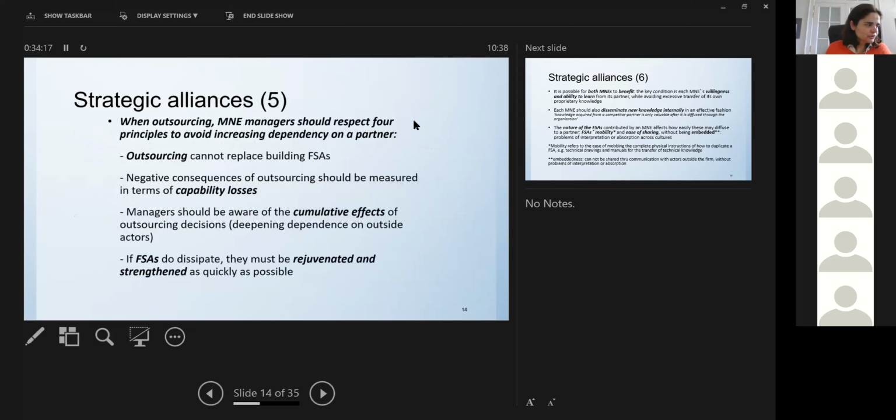Now, when outsourcing, multinational managers should respect some principles. You know that there is a lot of reshoring. It's not completely the same: outsourcing means you go to another firm, offshoring means you go to another country, but in many cases here it's not captive outsourcing, but a combination of outsourcing and offshoring. And you know what the risks are. Outsourcing doesn't replace building your firm-specific advantages, because you let them do it, and in fact you don't learn anything, you don't have control. So it's not a way to build up firm-specific advantages, and you could lose capabilities by doing that.